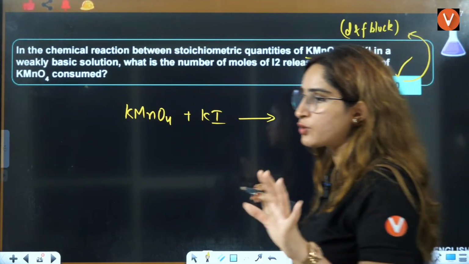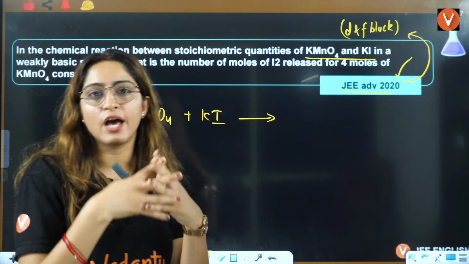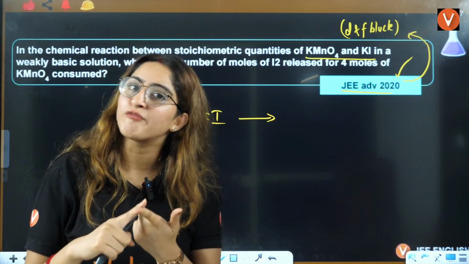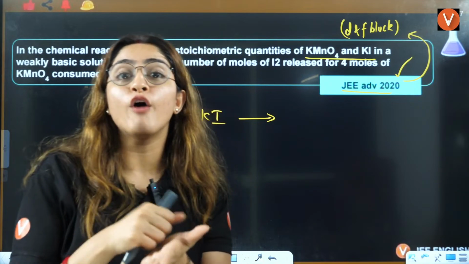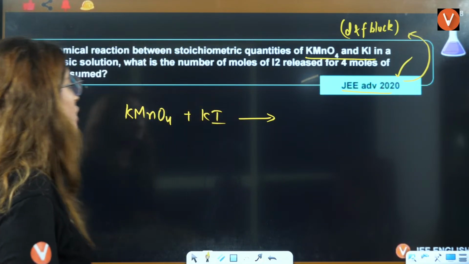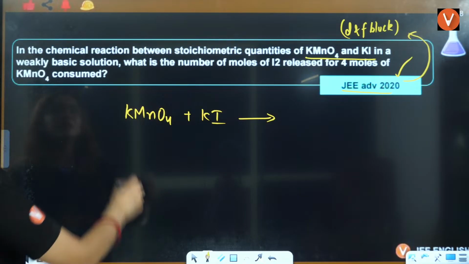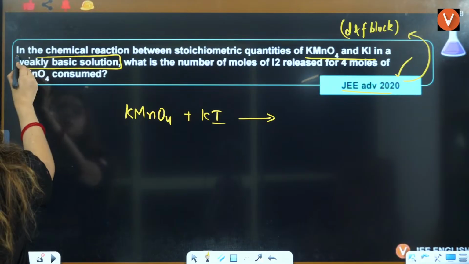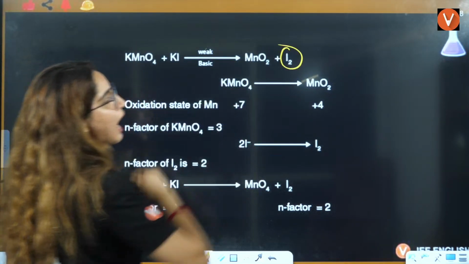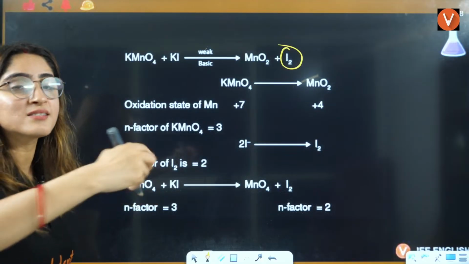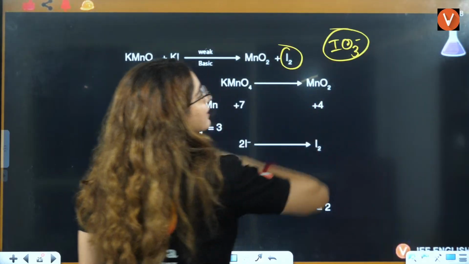In JEE Advanced, they don't ask you questions in a simple way, right? They have fused 2 things here. One is the d and f block reaction. The other is your law of chemical equivalence, right? So when you solve this, this is a very strong oxidizing agent. So they are saying it is a weakly basic solution. Now in a weakly basic solution, this is converted to I2. In acidic solution, this is converted to IO3 negative, that is iodate ion.